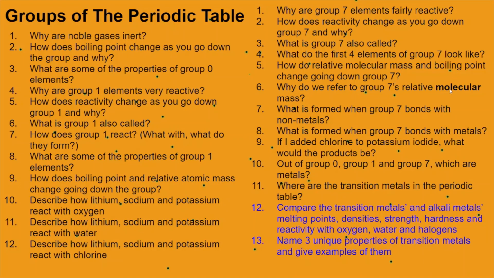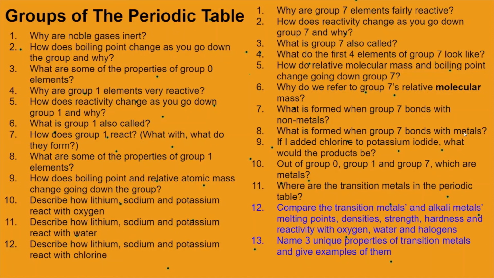We'd refer to it as relative molecular mass because Group 7 is diatomic. That's very important. We said that Group 0 is monatomic, Group 7 is diatomic, so they go around in pairs, covalently bonded pairs, so that they have the full outer electron shell. Group 7 bonds with non-metals to form simple molecular structures. They bond covalently. As I said, chlorine, for example, is two chlorine atoms bonded together covalently. That's how they go around. They go around in pairs again.